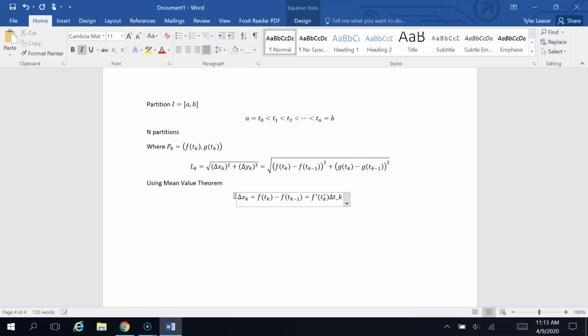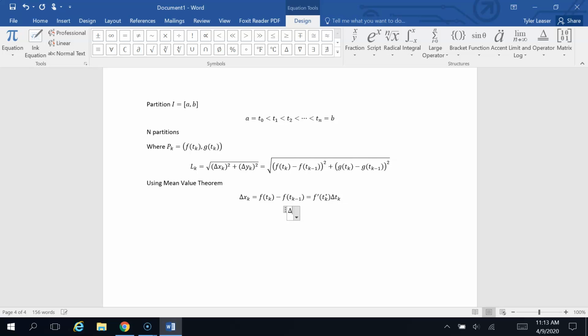And then this is going to be multiplied by delta t sub k here. Okay, so delta x sub k we could rewrite in terms of delta t sub k with this special derivative. We're going to do the same thing with delta y sub k. So I'm going to skip this part here, the middle part. Delta y sub k we're going to write as the same thing, but now it's g prime t sub k.